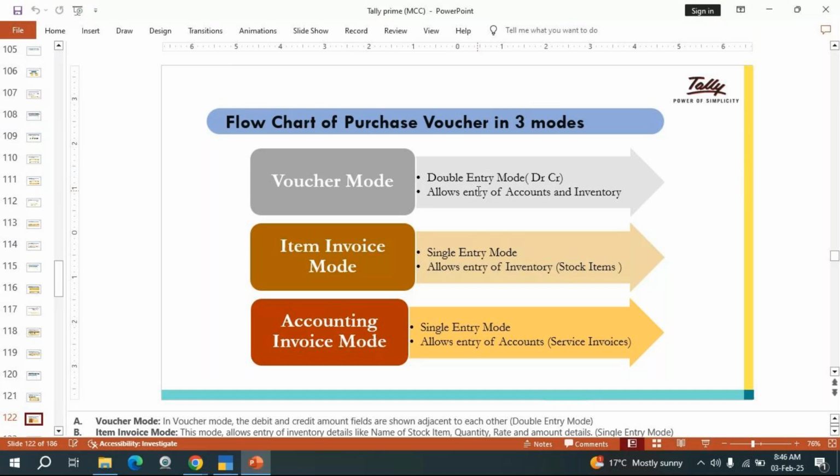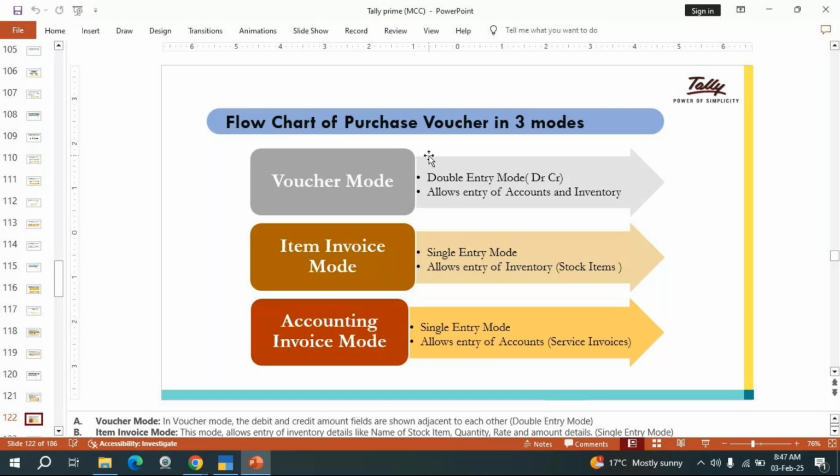Item invoice mode is nothing but single entry only, it allows entry of inventory. When we mention the product name, for which product we are going to sell, what is the quantity, from which godown we are going to purchase or sell the product, all these things. That time we have to select the item invoice mode.